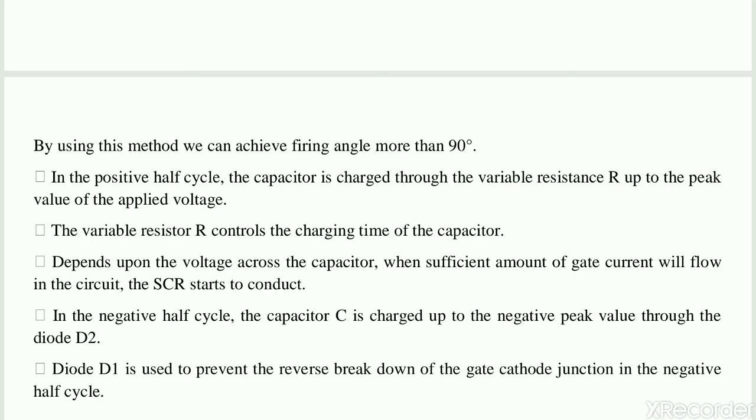If there is a high value of variable resistor, then it will take more time to charge the capacitor, and if the value of variable resistor is low, then it will quickly charge the capacitor. So the second line shows that the variable resistor R controls the charging time of the capacitor, and depending upon the voltage across the capacitor, when a sufficient amount of gate current flows in the circuit, the SCR starts to conduct.